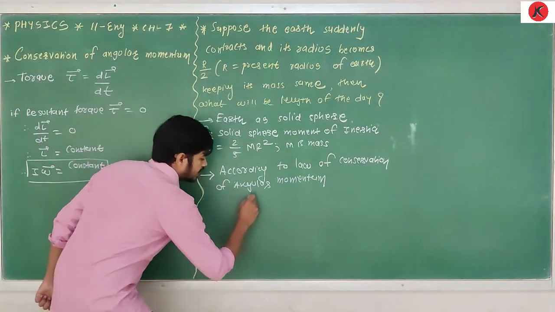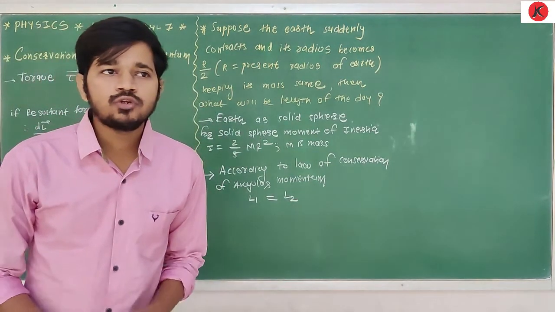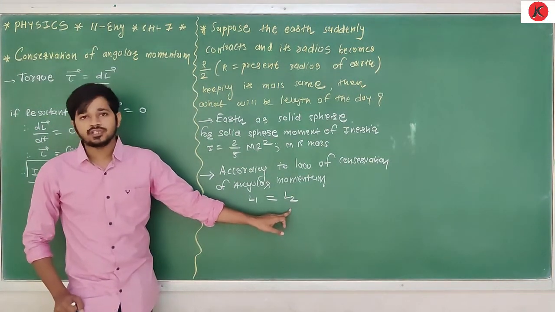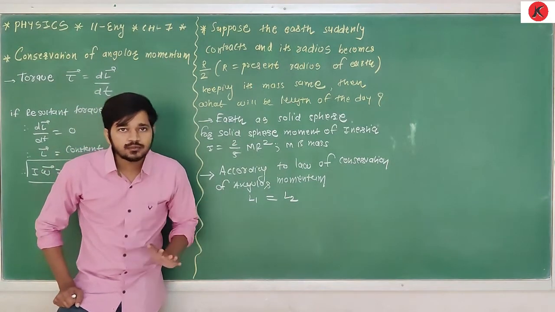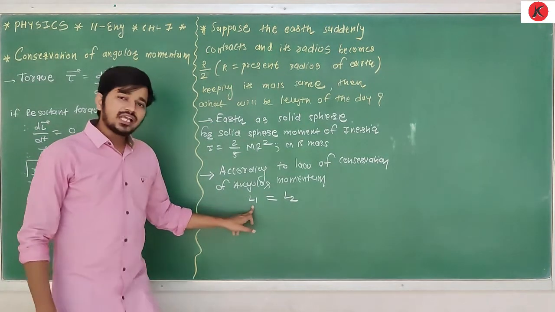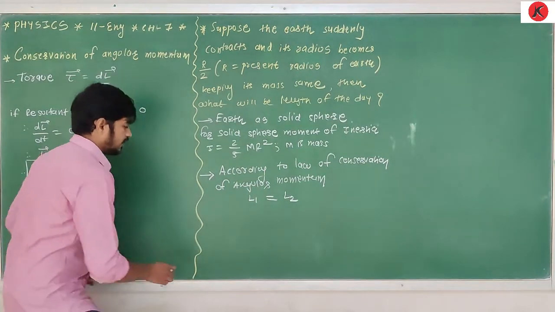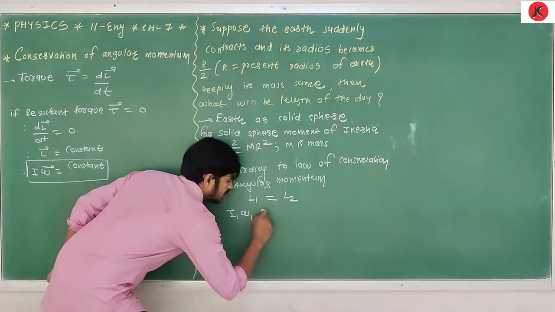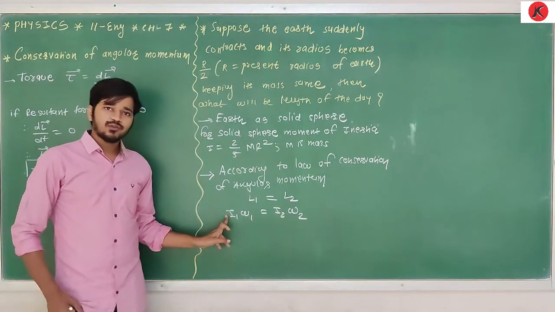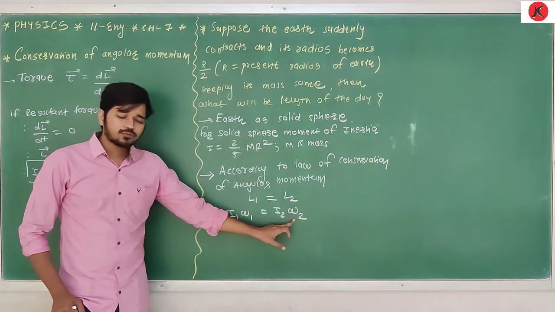initial angular momentum is equal to final angular momentum. It is before and it is after. Clear about this? Okay, L is equal to constant. It means we can write initial angular momentum is equal to final angular momentum. Now what is the equation of angular momentum? I1 omega 1 is equal to I2 omega 2. Moment of inertia before contraction, after. Angular speed before, angular speed after.